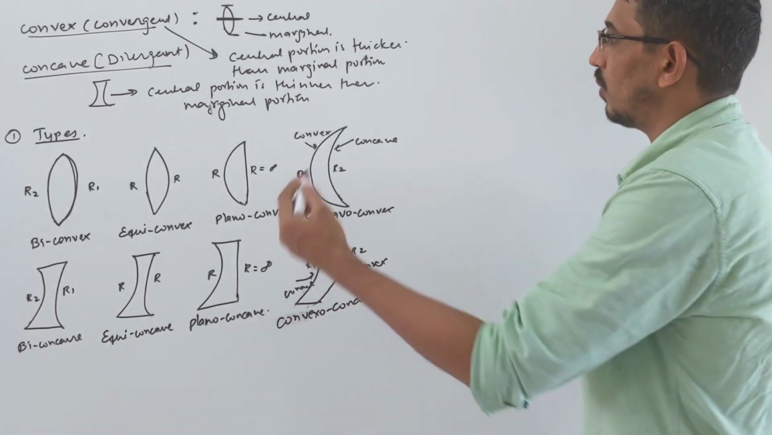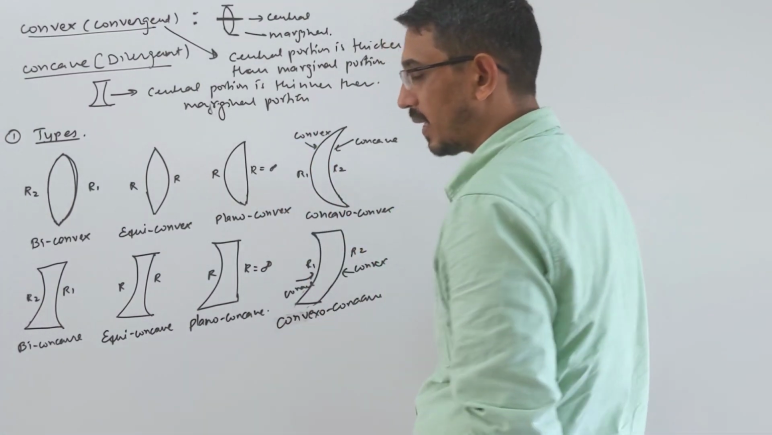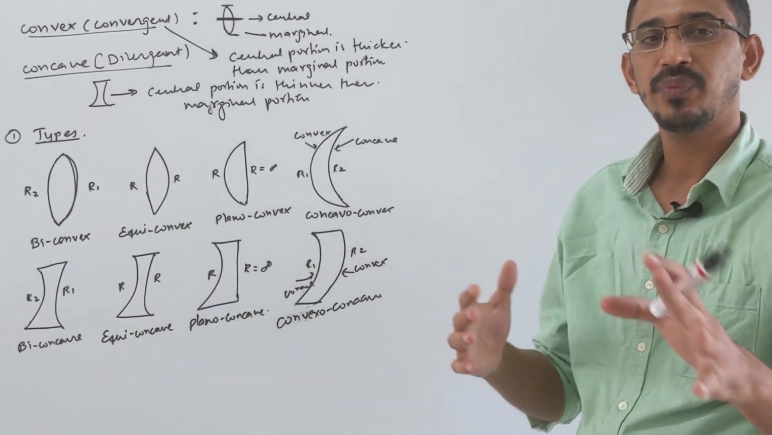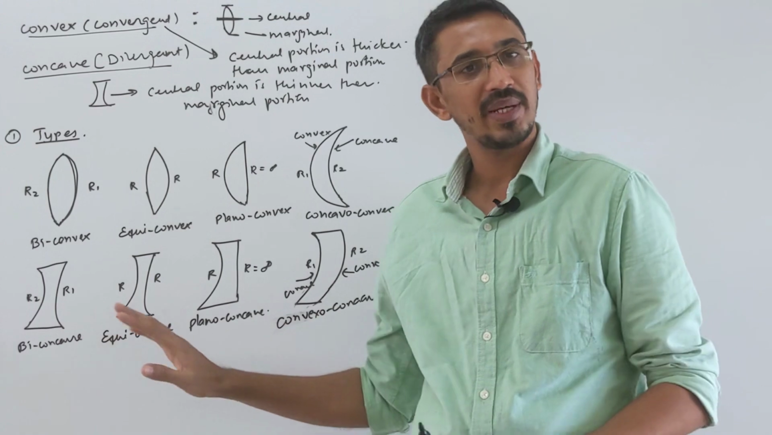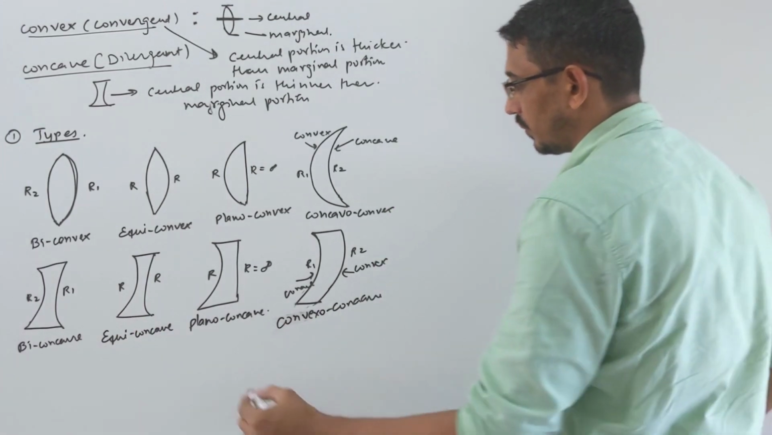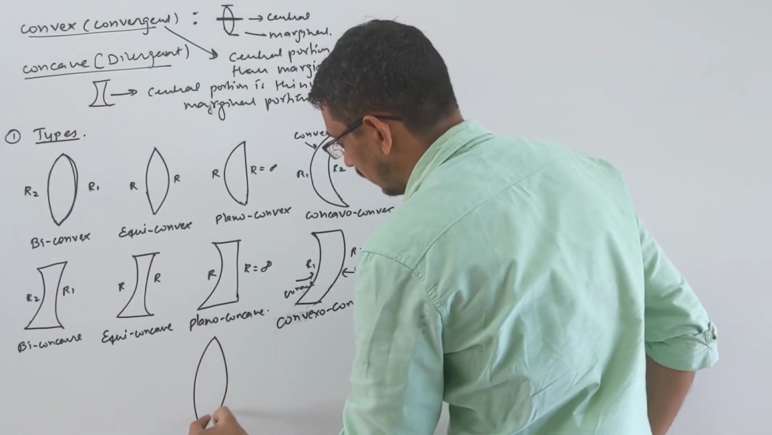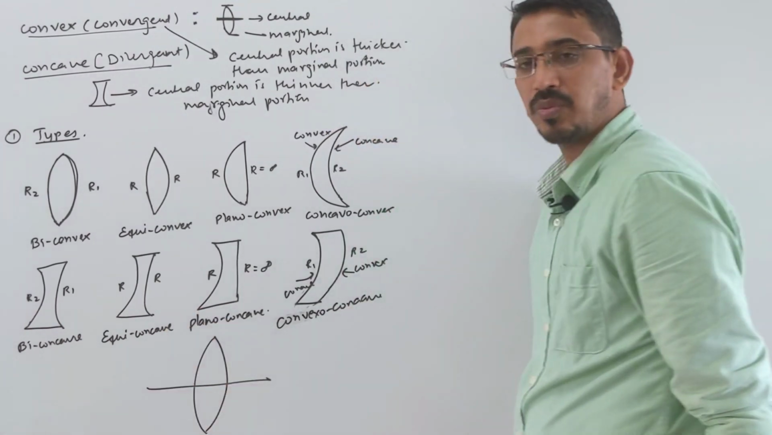Any lens you have, convex or concave, it doesn't matter. A few things will be common, like we have learned in mirrors also. We have defined a few general points, like what is pole, what is focus, what is principal axis. The same ideas are here also. So suppose I am taking this lens.